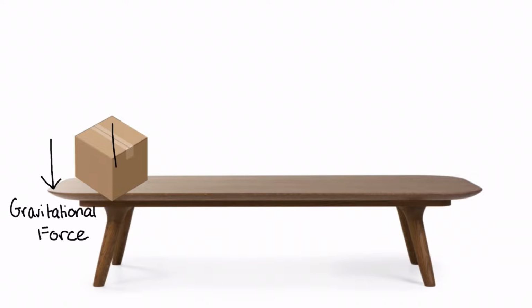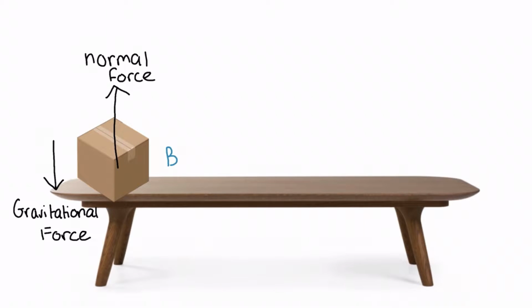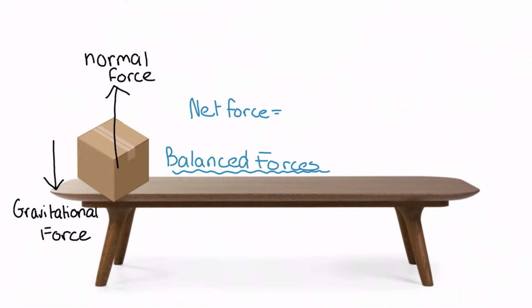With that being said, the ground is applying an equal force in the opposing direction. This force is called the normal force. The two forces do not change the position of the object because they are balanced. The net force acting upon the box is zero.